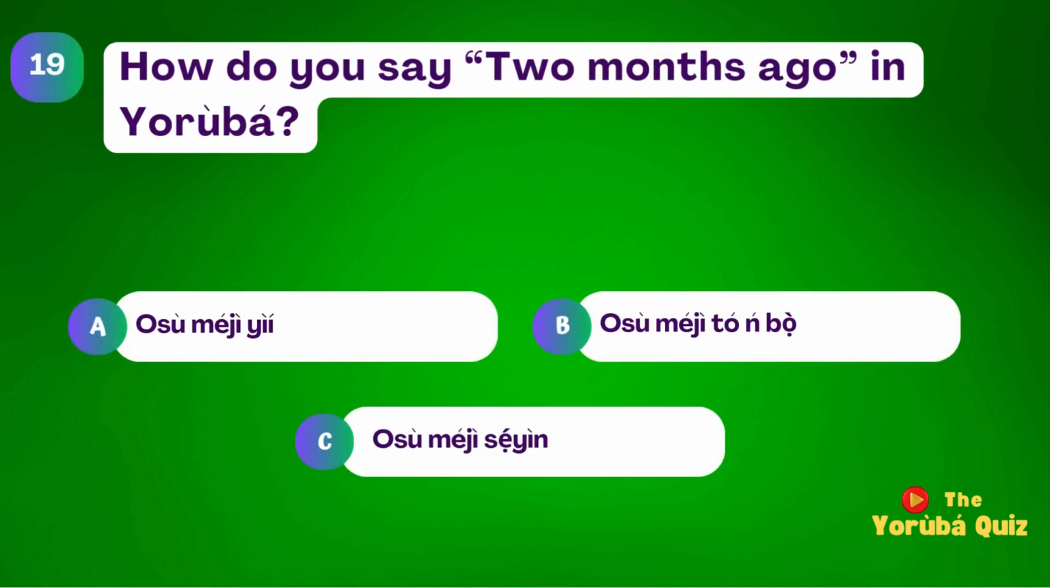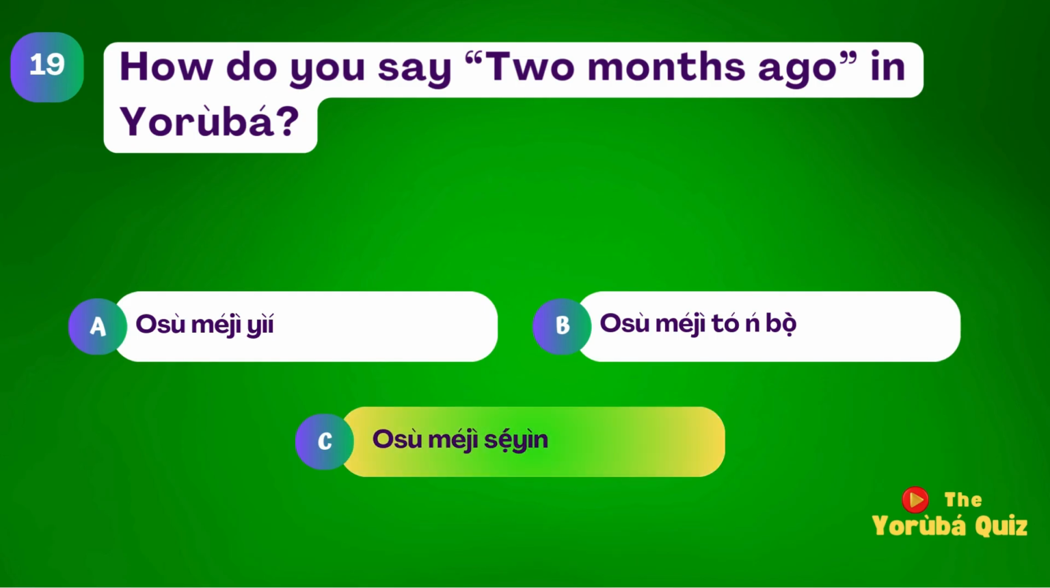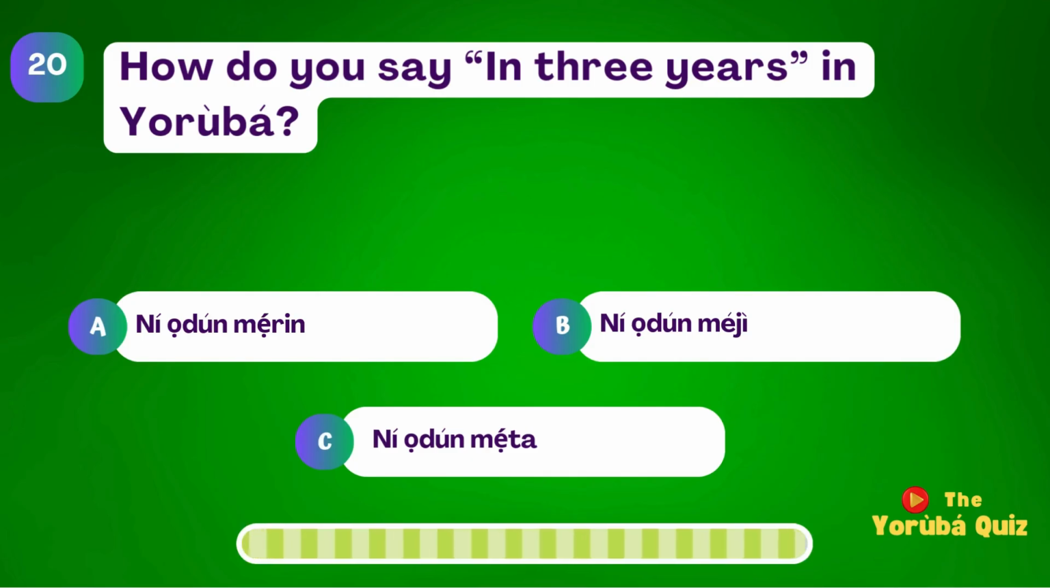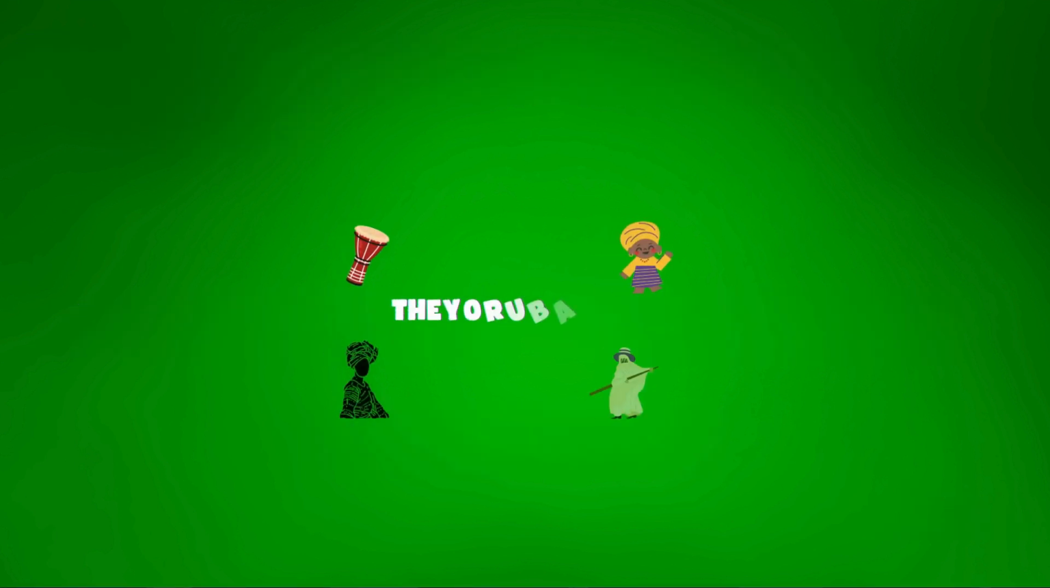How do you say 2 months ago in Yoruba? Oṣù méjì sẹ́yìn. How do you say in 3 years in Yoruba? Ní ọdún mẹ́ta.